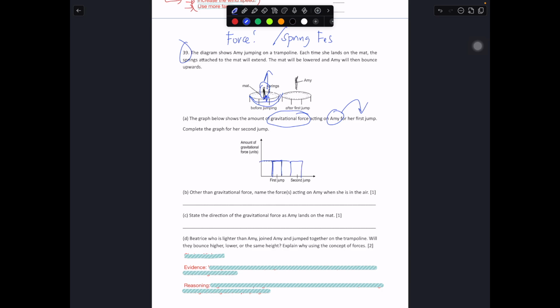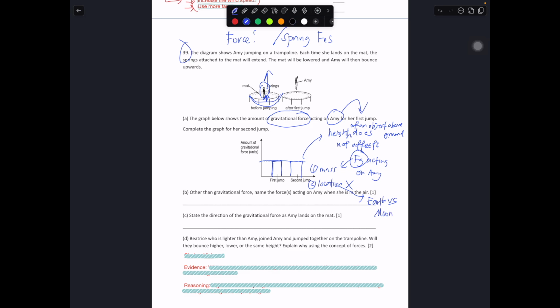Okay, why is it constant? First of all, you gotta understand that the height of an object above ground does not affect the gravitational force acting on Amy. So what affects gravitational force? Number one, mass. Number two, location. This location, I'm not talking about Sengkang versus Jurong, Toa Payoh versus Ang Mo Kio. No. The location I'm talking about is Earth versus Moon.